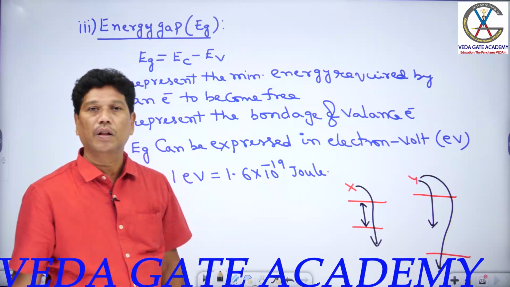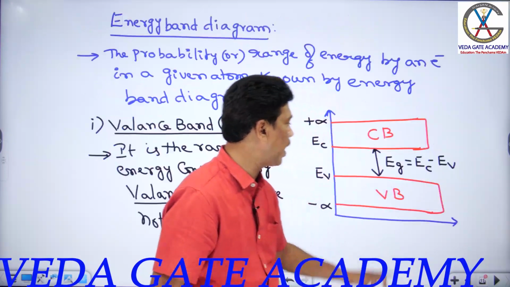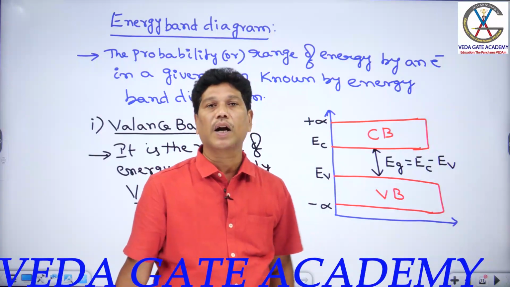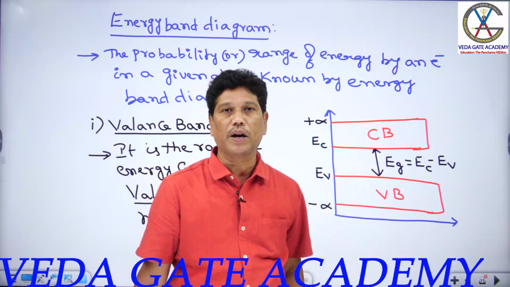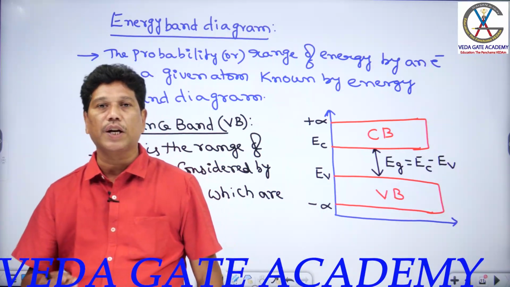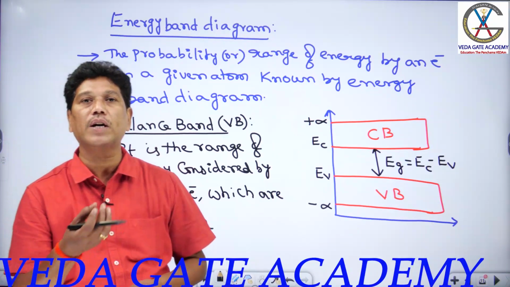Same here. The energy gap says how much energy is needed by an electron to jump from the valence band to the conduction band. Gap less means less energy required. Gap more means more energy required. Based on this energy gap, I can easily distinguish what is a conductor, what is an insulator, and what is a semiconductor.